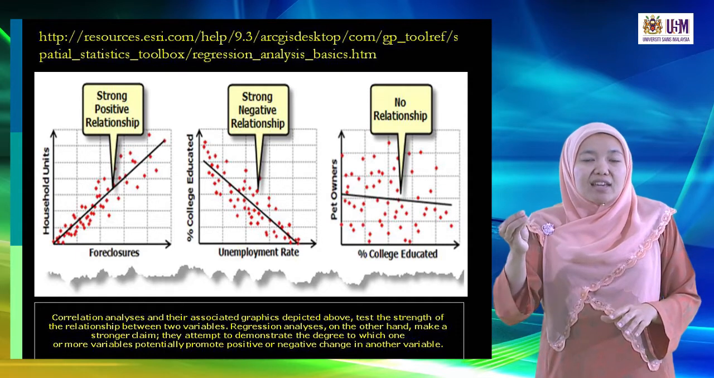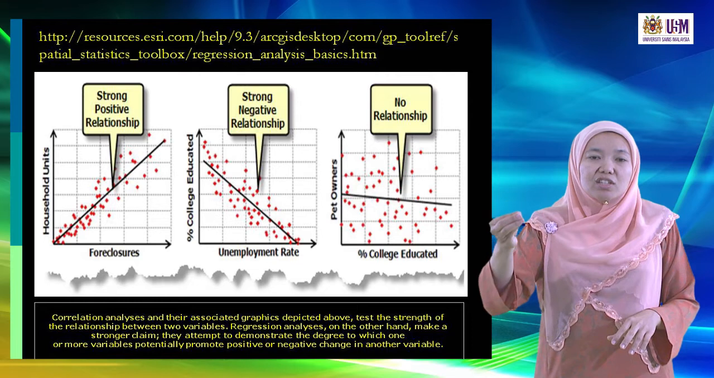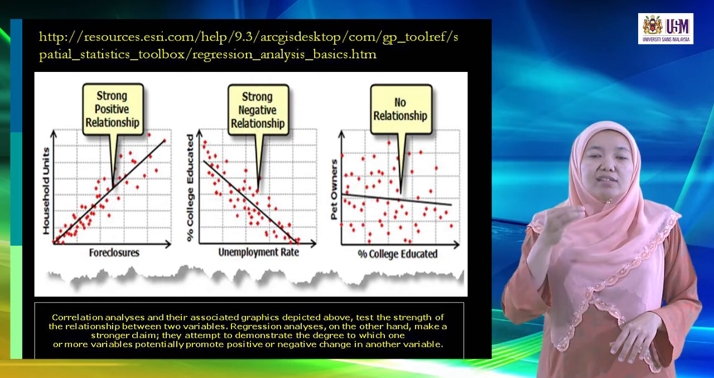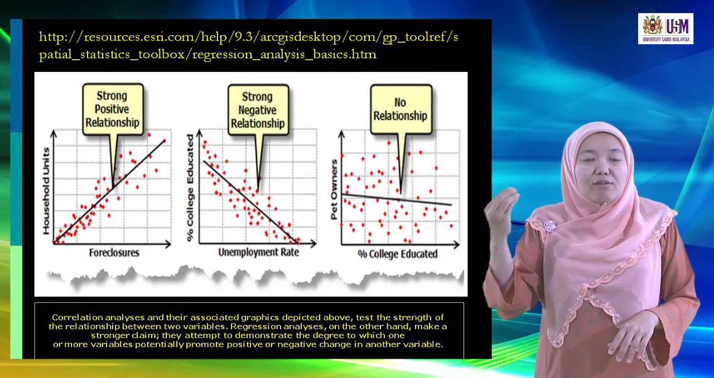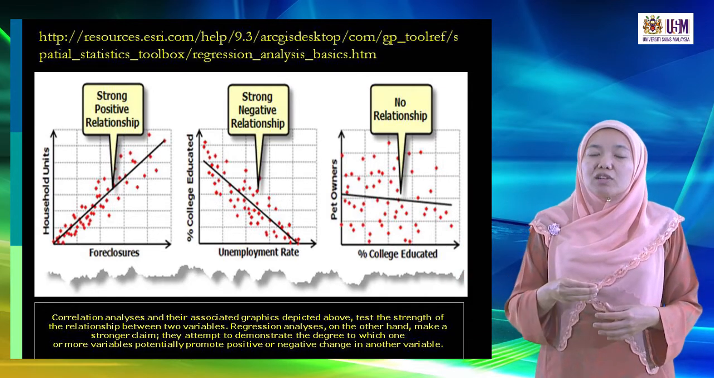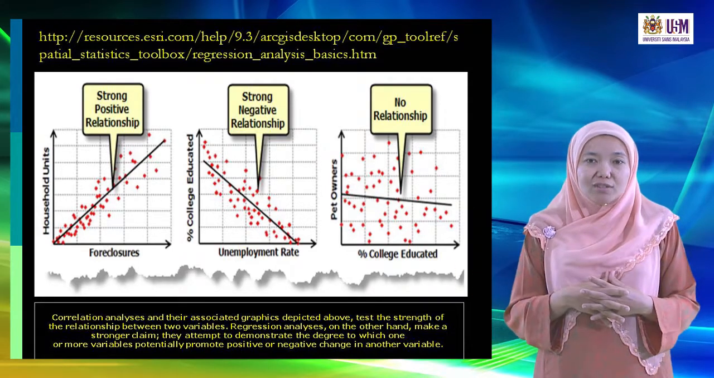So you can predict that if we increase the number of people having college education or having a degree, first degree, second degree, you can estimate or forecast that by the year 2020, for example, the unemployment rate of Malaysia will be reducing by this much or this much.